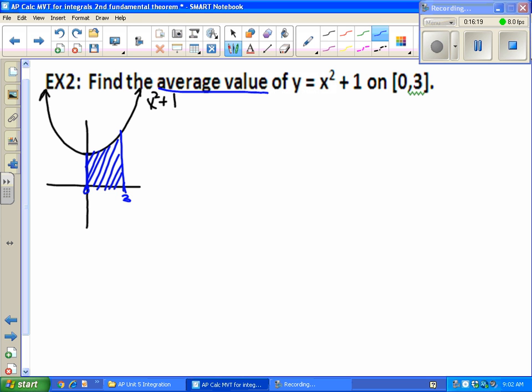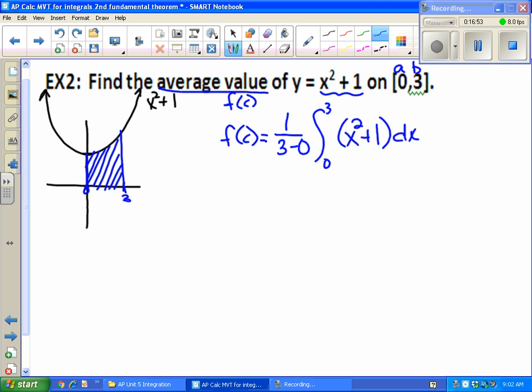So as soon as I see average value, I need to be thinking, mean value theorem, right? So that's my f of c. So as soon as it says f of c or average value, I'm looking for f of c. So it's 1 over b minus a. Can we go ahead and use it then? That'd be 3 minus what? 0, because this is like your a and this is like your b, from 0 to 3. Okay. The integral from 0 to 3. And the function is what? Plus 1 dx.